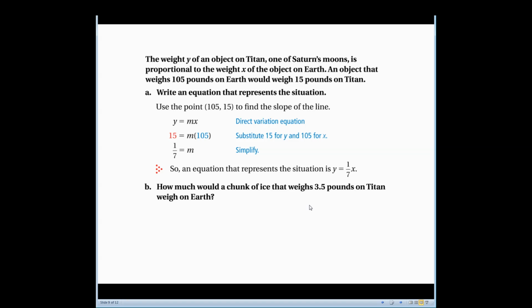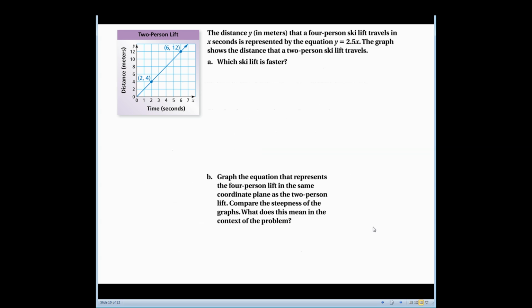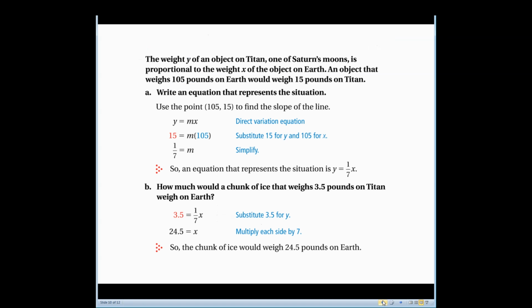It tells you a chunk of ice weighs 3.5 pounds on Titan. How much will that weigh on Earth? So I'm asking you to substitute 3.5 for y, and then you can figure out how much that object weighs on Earth. Okay, so that is the section. I'm not going to do this problem. We'll just stick with that one.